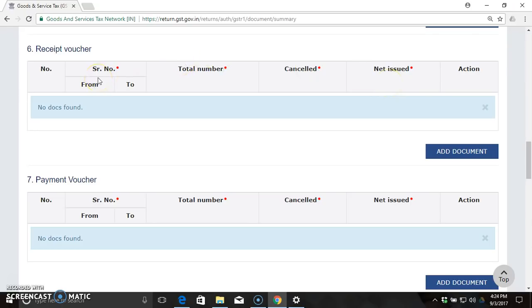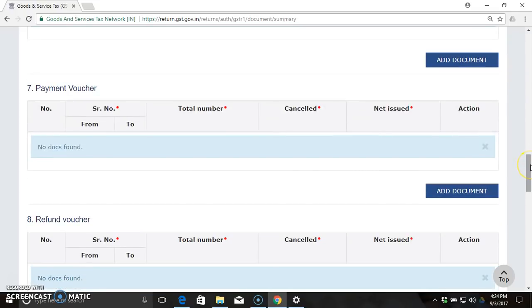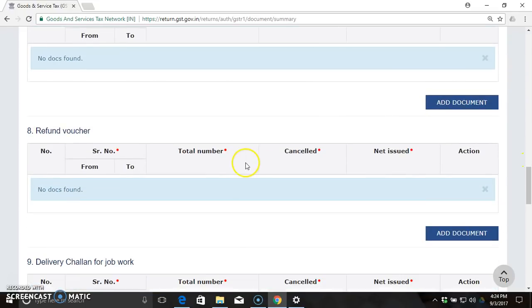All these vouchers, whether it is credit note, debit note, invoices, receipt vouchers, they should start from a unique serial number and they should be serially numbered. There should not be any break in between. There should be orderliness. We should be able to keep track of those vouchers at a later date. That is the main purpose of tracking the details in this particular document. The next is payment voucher and the next is refund voucher.